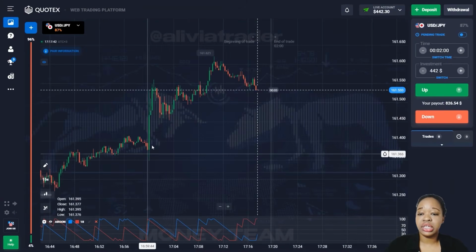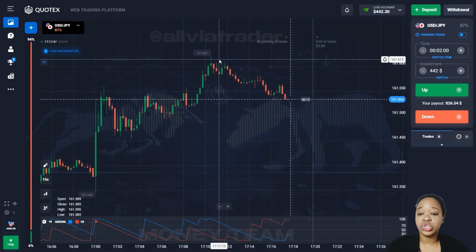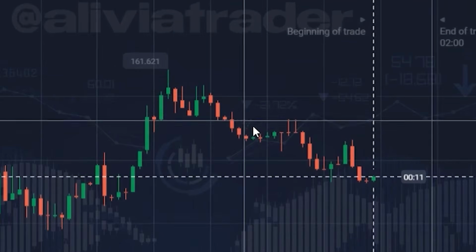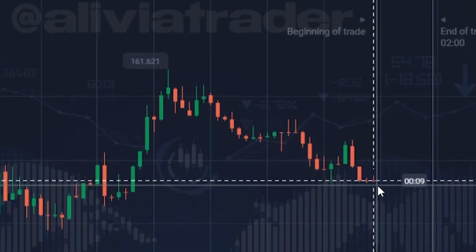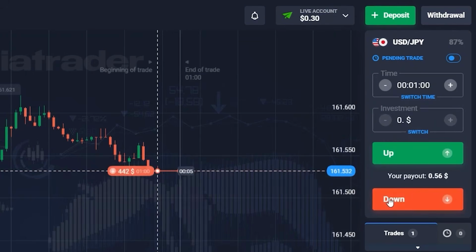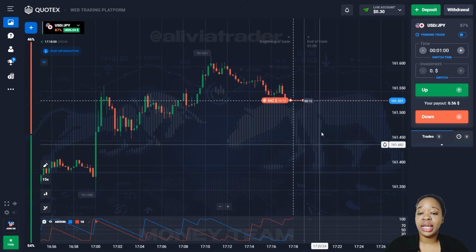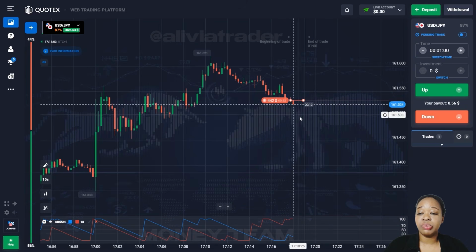So here you can see that the price is moving up in the uptrend, and currently it is in the correction. At the same time the price has been moving down with mostly red candlesticks. In this situation I'm going to open the trade for a minute to go down, as the red line of the indicator is located at the top. Also I can understand that the price has a good downside potential.